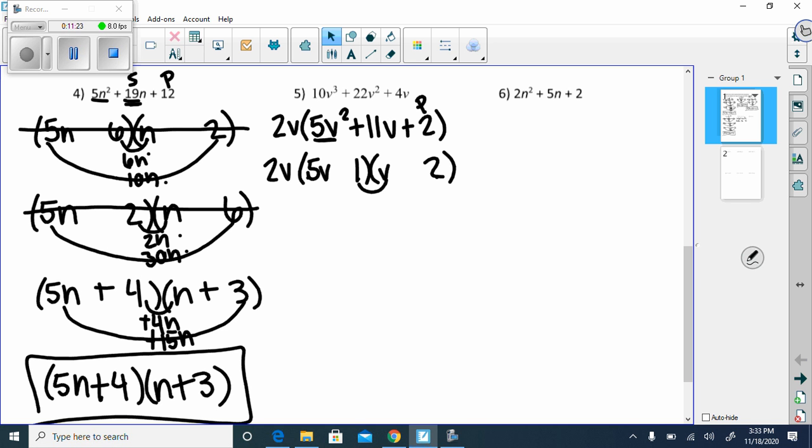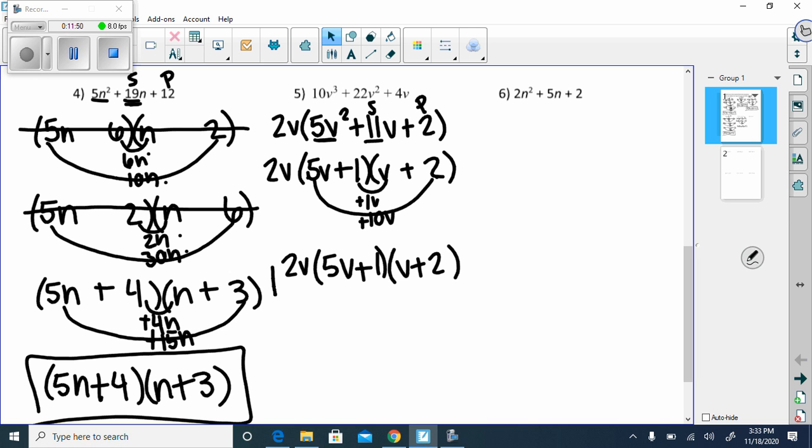Now I have to check the inside terms, which give me 1v, and the outside terms, which give me 10v. And I need these to add to give me my sum, which is positive 11. As long as these are both positive, I can get that sum. So I need positive signs in both factors. So I'll have 2v times 5v plus 1 times v plus 2.